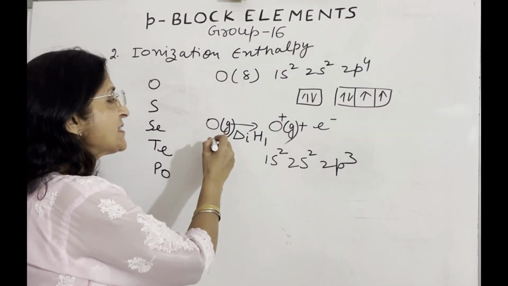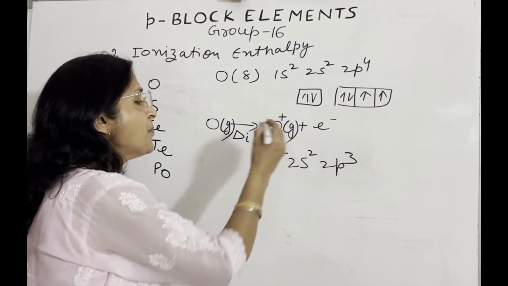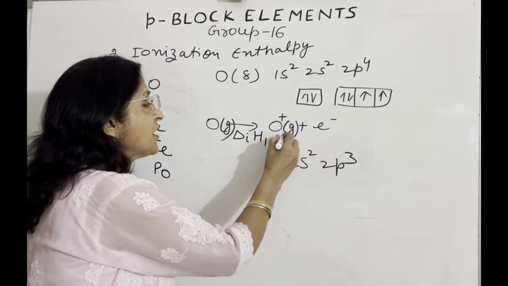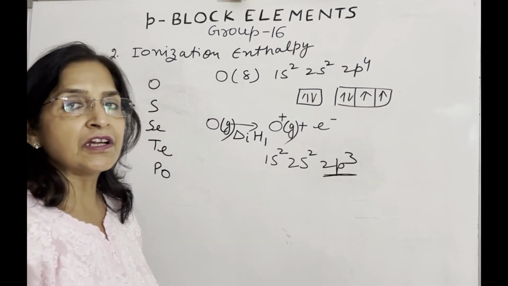For example, this is an isolated gaseous atom of oxygen. After losing one electron, the O plus ion forms. The electronic configuration of the O plus ion has a half-filled p subshell, a half-filled electronic configuration.